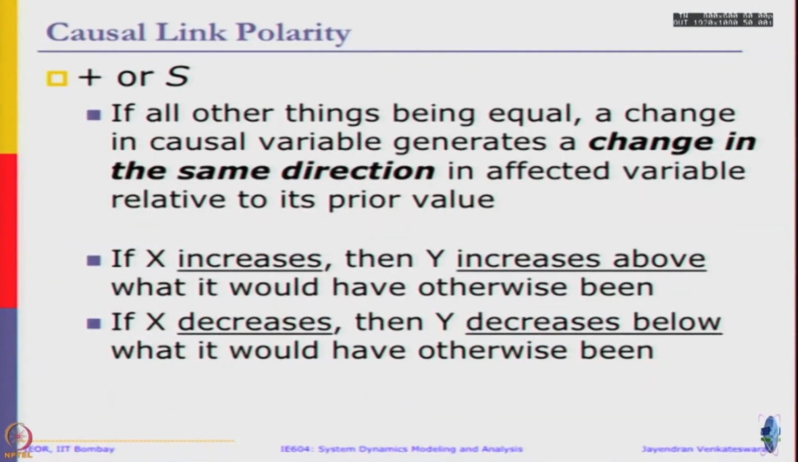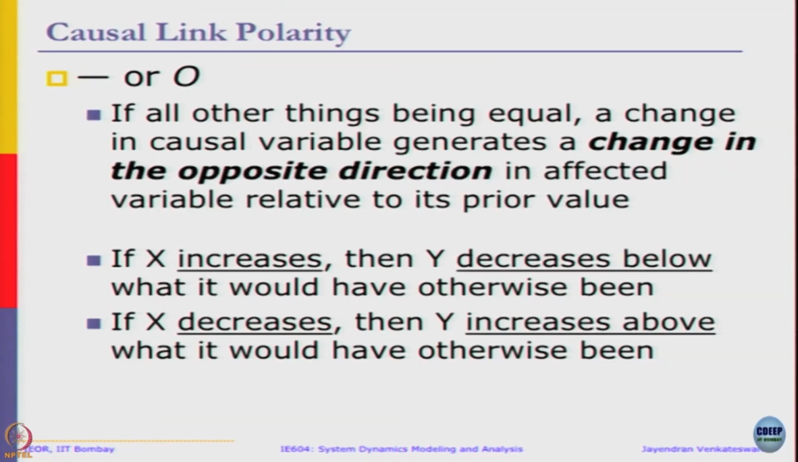Just to go over what we did, if you want a formal definition: all other things being equal, a change in the causal variable generates a change in the same direction in the affected variable relative to its prior value. But if you want to get a feel for it, it just says that if x increases, then y increases above what would otherwise have been, or if x decreases, then y decreases below what it would otherwise have been. So, that is what a plus sign simply means. In this course, we will be using the symbol plus, but there are some books and papers which use the symbol S instead of plus, but that is very few. The general convention nowadays is to just use the symbol plus.